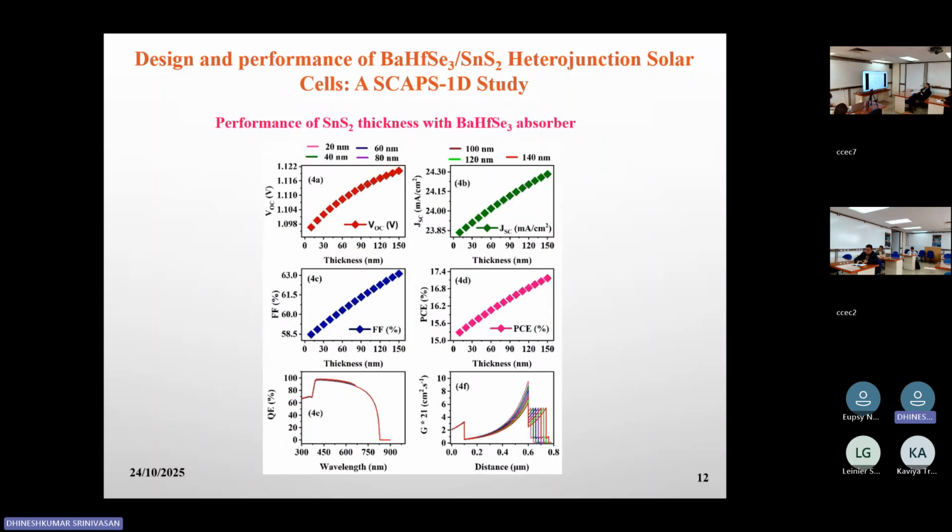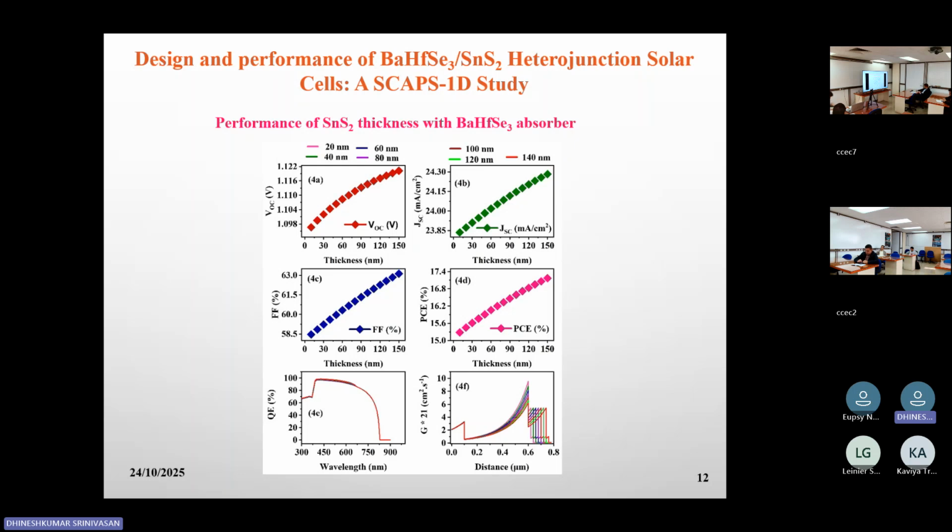And in this slide, we discuss the performance of SnS2 thickness with the barium hafnium selenium absorber. In photovoltaic devices, the buffer layer thickness is crucial for efficient charge carrier transport between the absorber and the front contact. Its thickness directly affects overall device performance. To optimize SnS2 thickness, we varied it from 10 nanometers to 150 nanometers and evaluated the influence on the photovoltaic parameters.